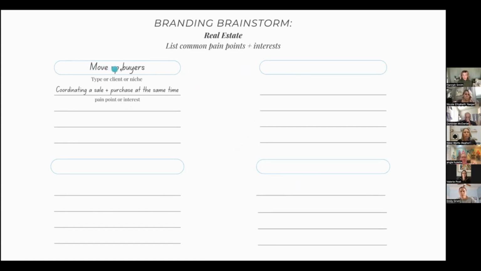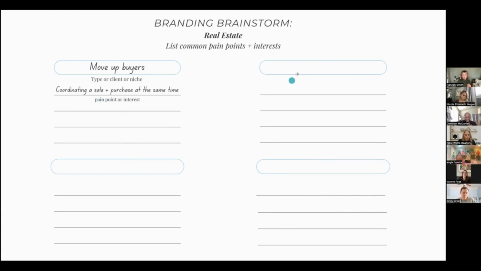So I just started one, as I had move up buyers as one of my real estate topics. So I put move up buyers. And then underneath, I put a pain point of coordinating a sale and purchase at the same time. That's a huge pain point. That's always where I get questions. How do I do that? And you could go on and on.